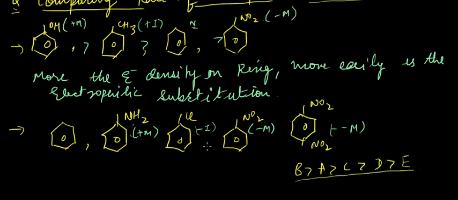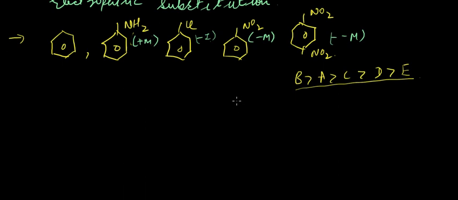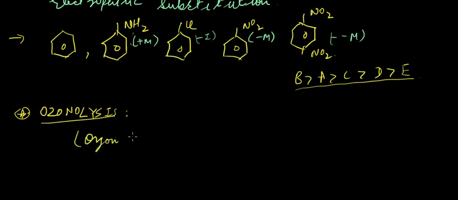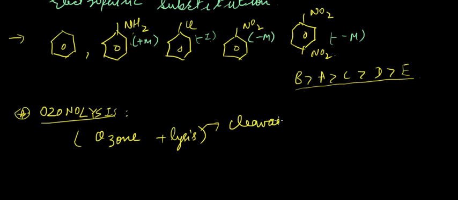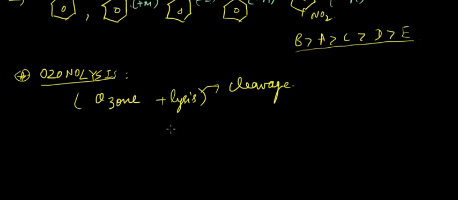Okay, so next let's get into another topic which is known as ozonolysis. So what is ozonolysis? Ozonolysis is simply ozone plus lysis, and lysis means cleavage or breaking up of bond from the substrate. Let us understand it by taking some examples.